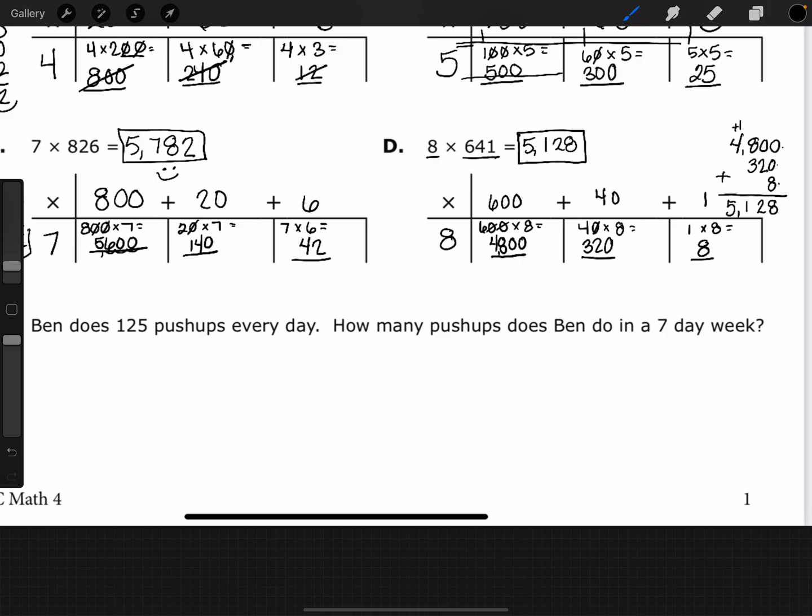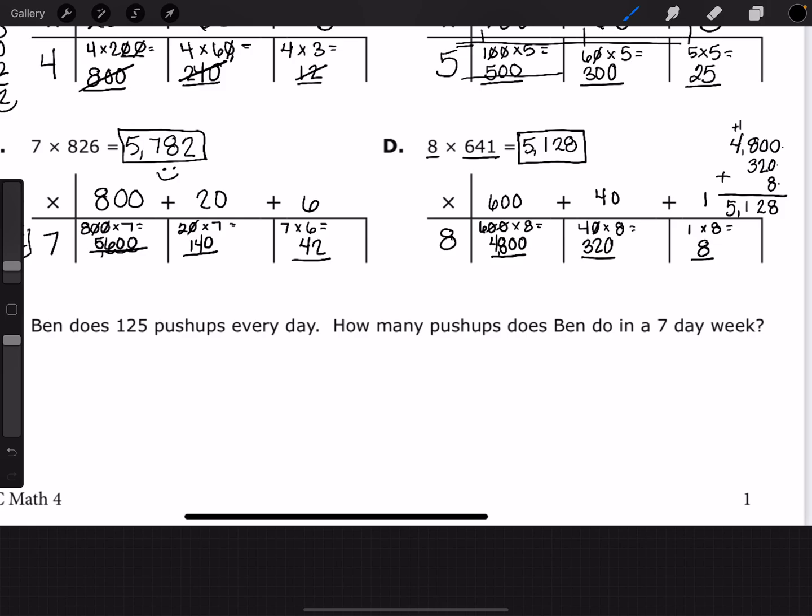Now, what do we need to know? We know that he does 125 push-ups every single day. But we need to know how many he does in a 7-day period. So we know that it would be 125 groups of 7. But if I don't want to add 125 7 times, I can always do my multiplication with the area model. So let's go ahead, and we need to make our own chart.